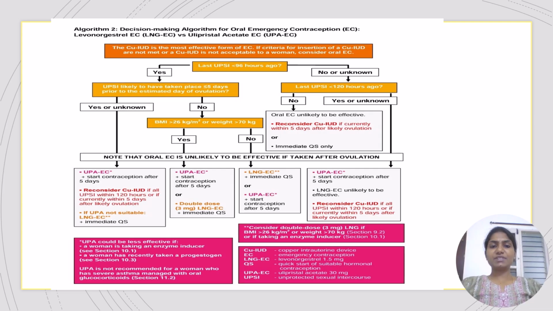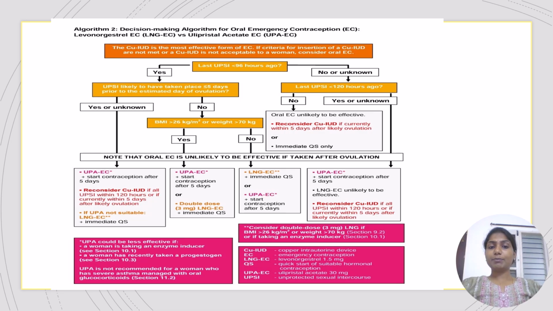So if the last oopsie has occurred less than 96 hours ago, we have to see if it is less than 5 days prior to the estimated day of ovulation. If yes, then know that oral emergency contraception is unlikely to be effective even if taken after ovulation. So the best choice in this is UPA, that is ulipristal acetate. So we have to start contraception after 5 days. If we have to consider Copper-T, we can consider it within 120 hours.